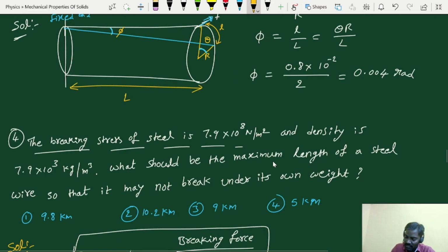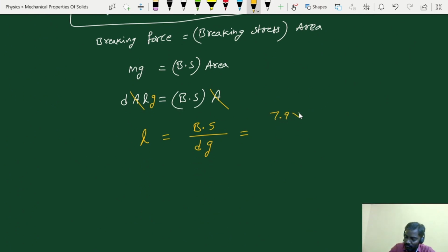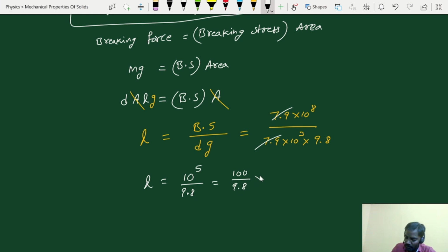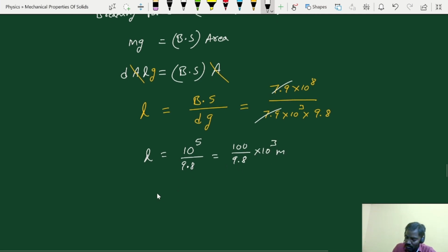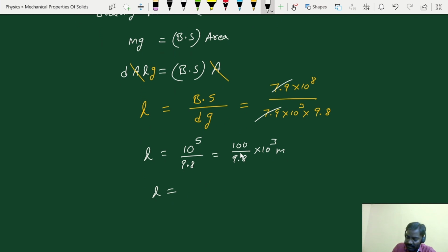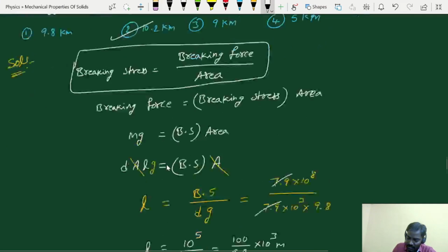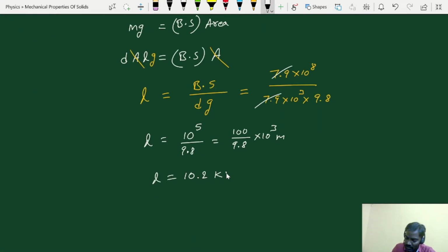So breaking stress given is 7.9 × 10^8, by density, which is 7.9 × 10^3, into acceleration due to gravity 9.8. 7.9 cancels. The maximum length is 10^8 by 10^3, which is 10^5, by 9.8, which can also be written as 100 by 9.8 into 10^3 meter. So approximately, if it is 100 by 10, it would be 10 kilometer. But here it is 100 by 9.8. So the suitable value is 10.2 kilometer.